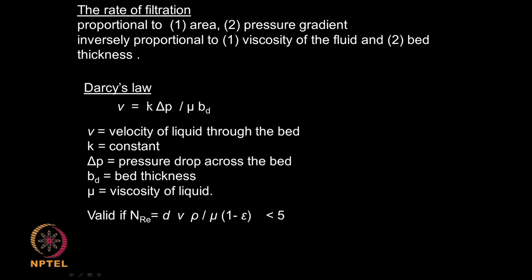K is a constant, it depends on so many factors, the compressibility and so on actually. But this Darcy's law is valid only if the Reynolds number is less than 5, but it is a very useful equation. We can use this for many calculations. We will look at some problems later actually. Okay.